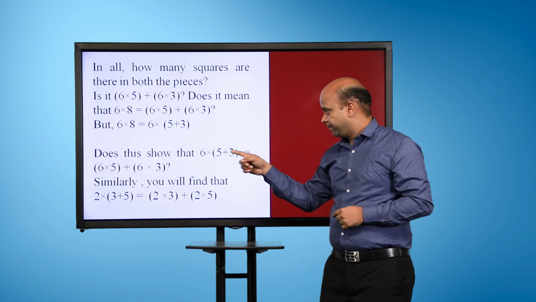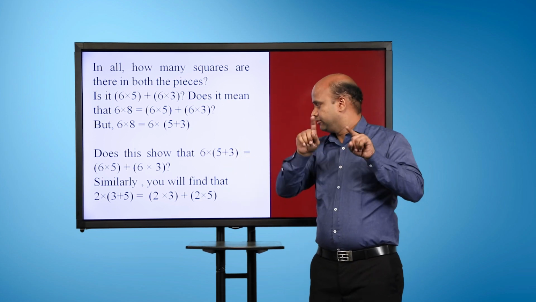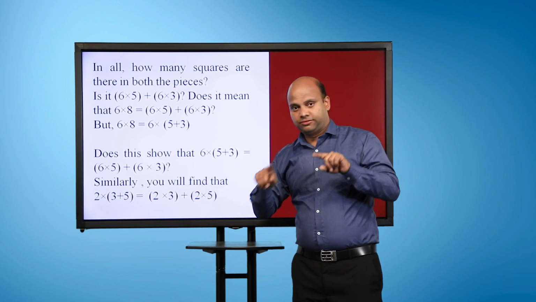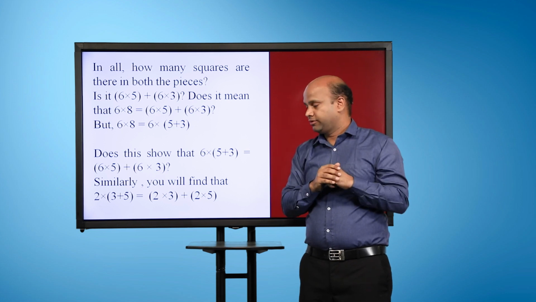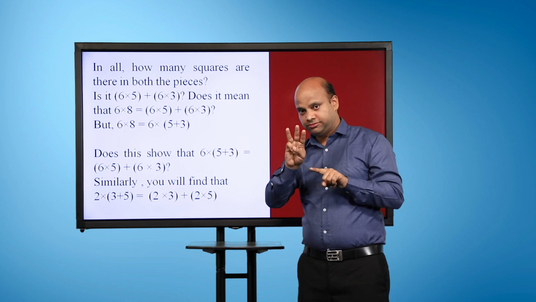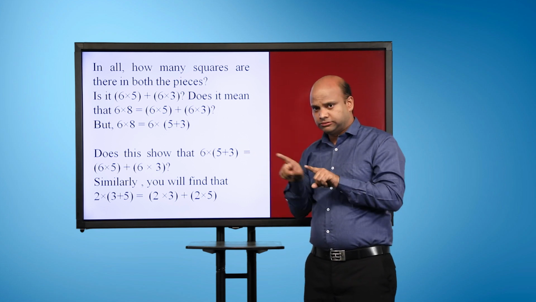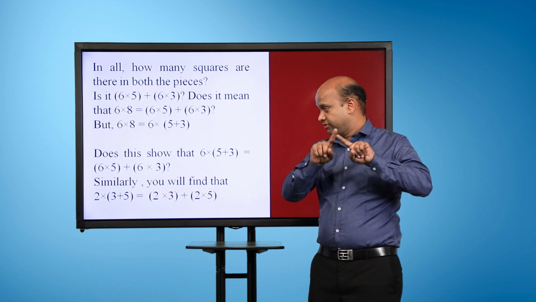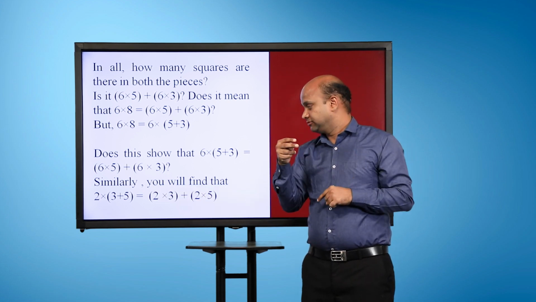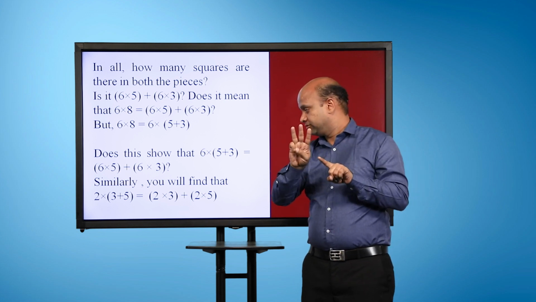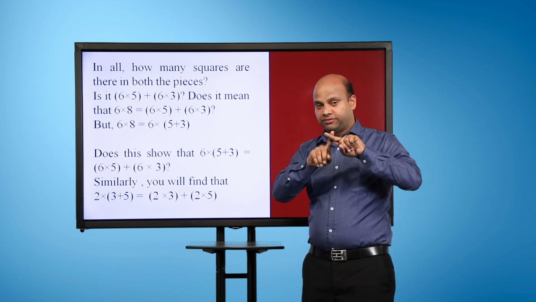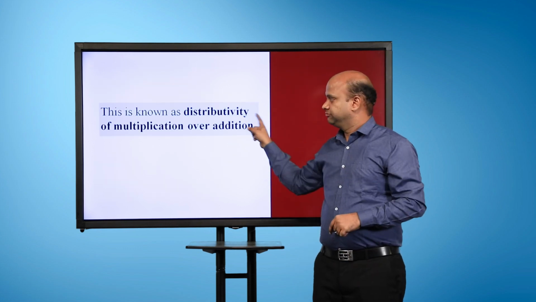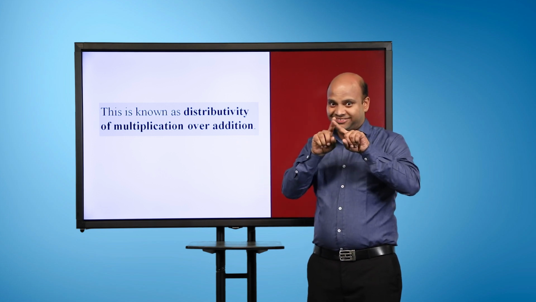Does this show that 6 multiplied by, in brackets, 5 plus 3 is equal to, in brackets, 6 multiplied by 5 plus, in brackets, 6 multiplied by 3? Similarly, you will find that 2 multiplied by, in brackets, 3 plus 5 is equal to, in brackets, 2 multiplied by 3 plus, in brackets, 2 multiplied by 5. This is known as distributivity of multiplication over addition.